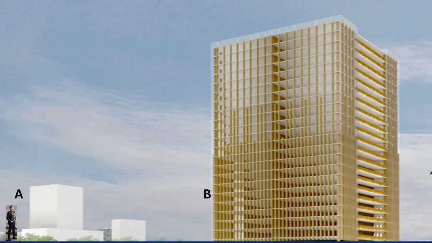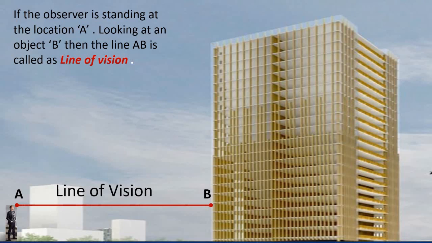So suppose there is a person who is looking at the building. If there is an object situated at point B, then from the observer, that is from the point A, there is a straight line that forms. That line is called as line of vision. So line of vision is basically the line which forms between the observer and the object. So if the observer is standing at location A, looking at an object at B, then line AB is called as line of vision.